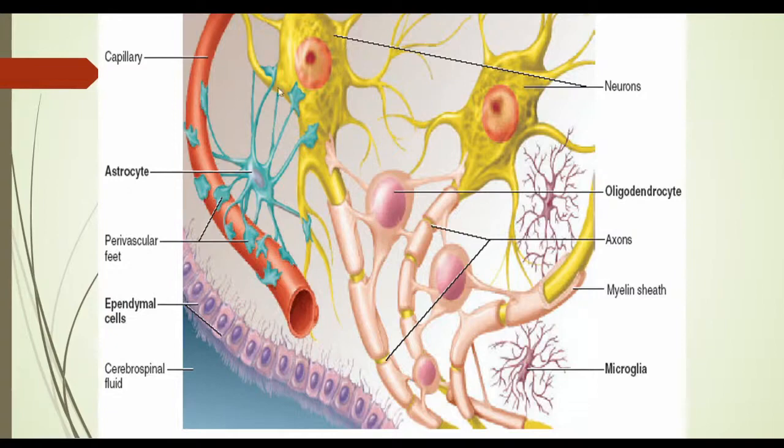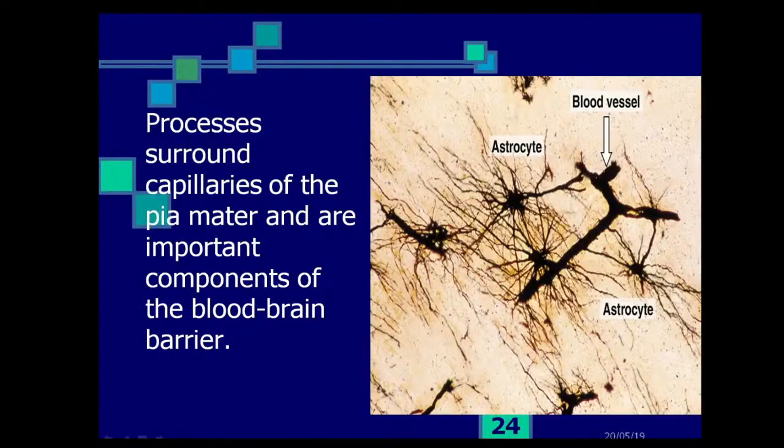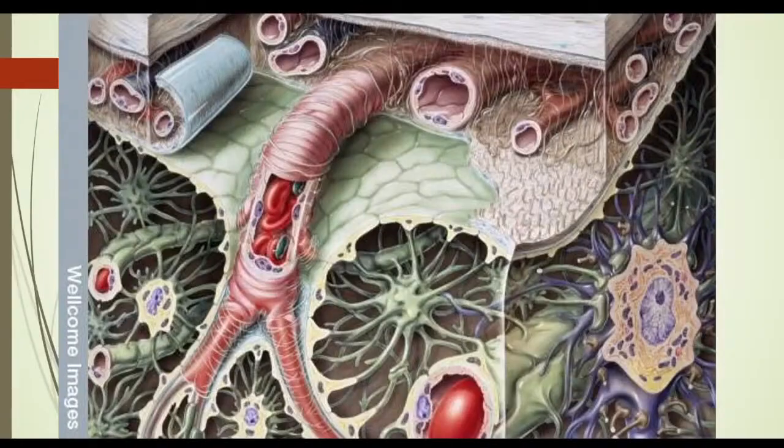We have seen also that astrocytes form the perivascular feet and take an active part in the blood-brain barrier. And this barrier we will study in the next lecture about the central nervous system. Processes surround the capillaries of the pia mater and are an important component of the blood-brain barrier, astrocytes in the brain. And next we have seen this is the meninges of the brain.